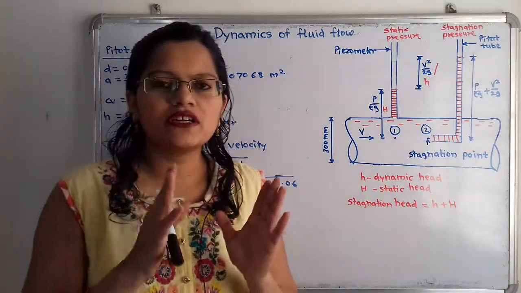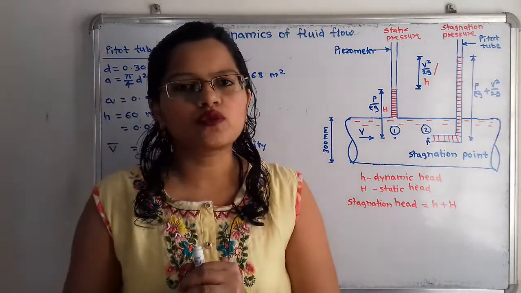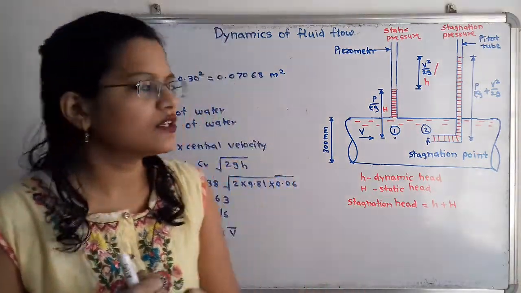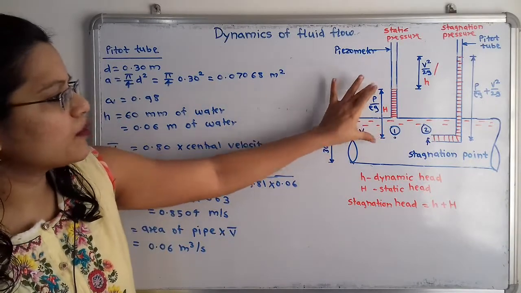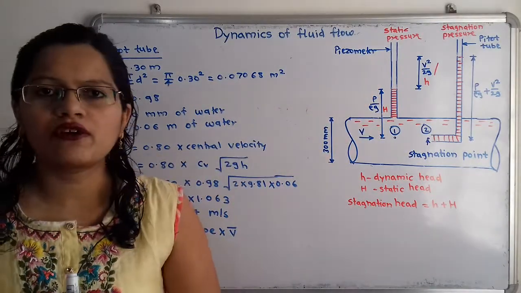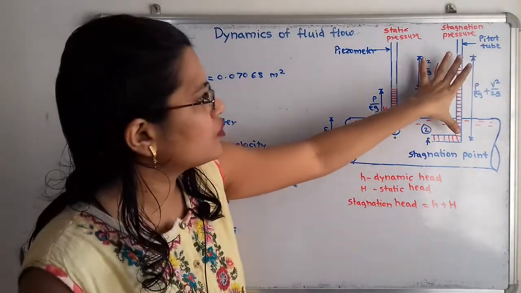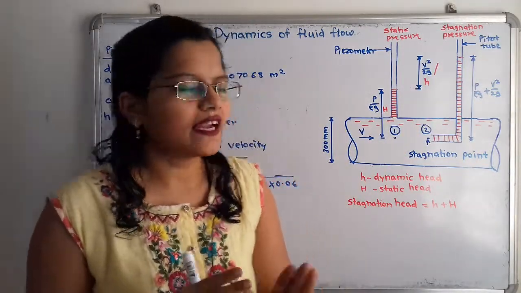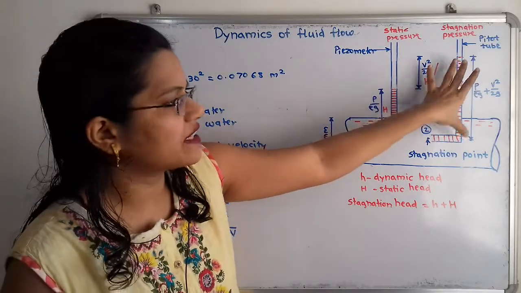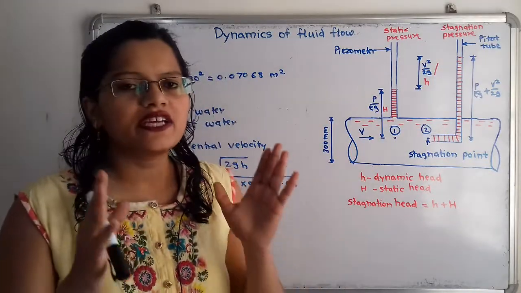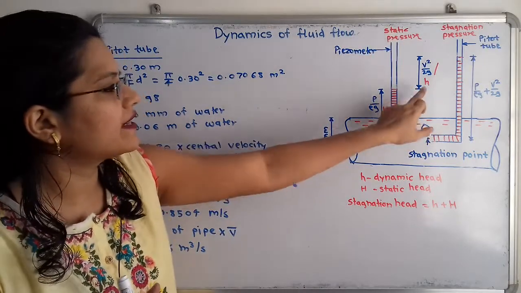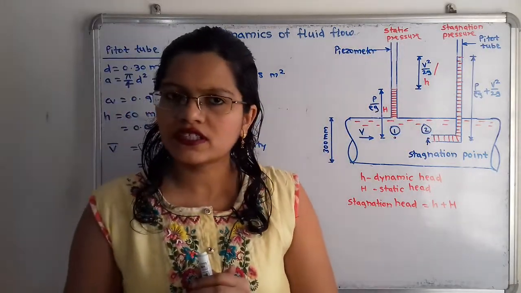Now the pressure difference in between these two orifices is given. So what is the pressure difference? So if we observe, in piezometer static head is getting developed and in the pitot tube stagnation head is getting developed. So we can say that static pressure head and stagnation pressure head, and the difference in between these two is known as the dynamic head, and that is the value of H is given.